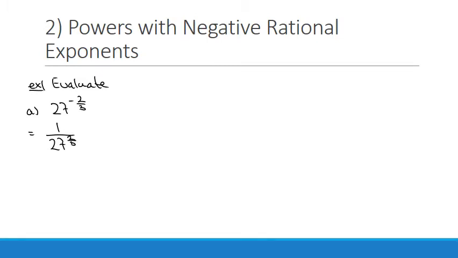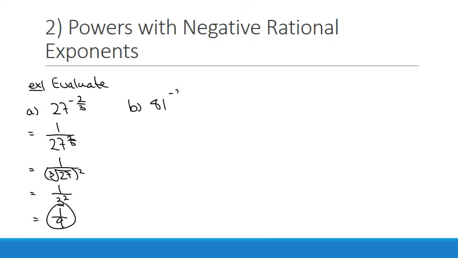Because that 27 has a negative exponent, it's in the top position, that means it wants to move to the bottom position. Once I've done that, then I'll always convert this into a radical. So I'm going to have 1 over the cube root of 27 raised to the second power. Then the cube root of 27 is 3, squared, 1 over 9. So we always have those distinct steps. Step 1, get rid of the negative exponent. Step 2, convert to a radical. Step 3, evaluate.